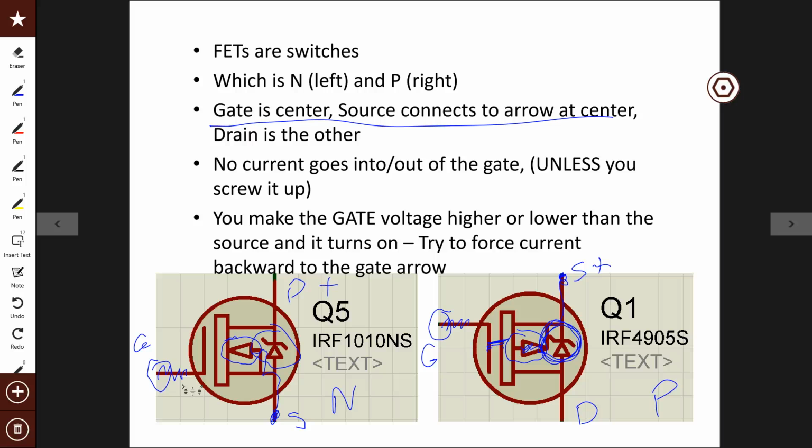And what you want to do in this case is you want to make the gate voltage higher. So I'll draw a little up arrow right here. You want the gate voltage to be higher than the source voltage, or the pressure, or whatever you want to call it, to turn it on.